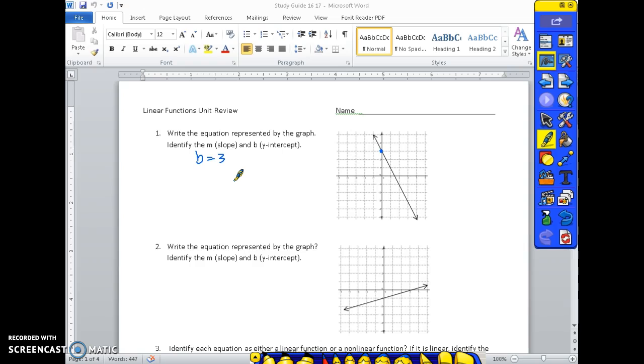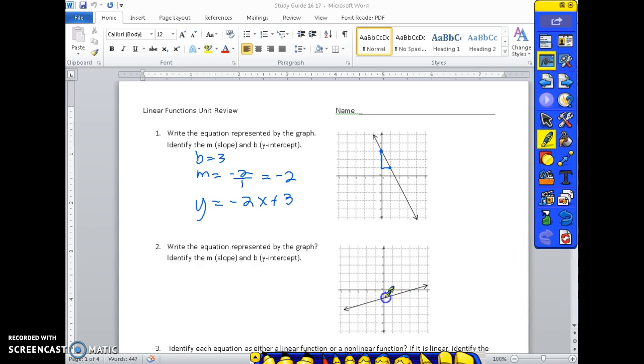Next, I'm going to pick a point to the left of that point. It has to be on a crosshair. To get from this point to this point, we're going to go down 2 over 1. Negative 2 over 1. That simplifies to negative 2. Then I write the equation. Y equals mx plus b. Y equals negative 2x plus 3.